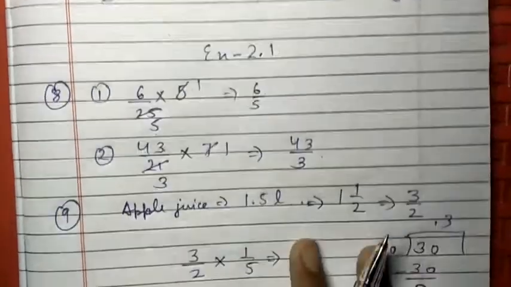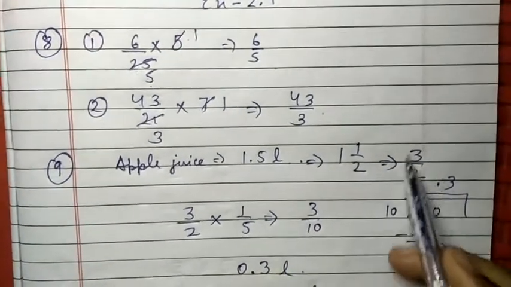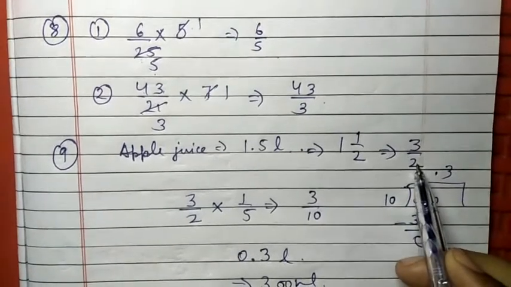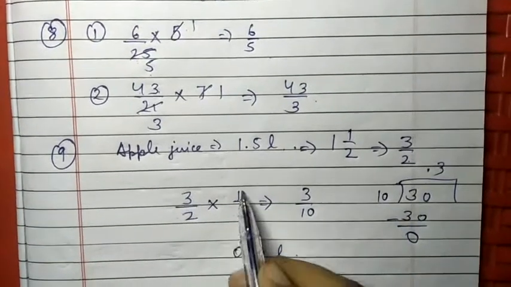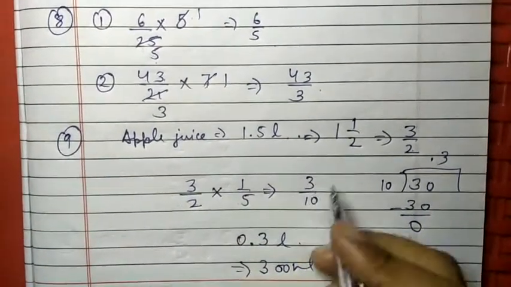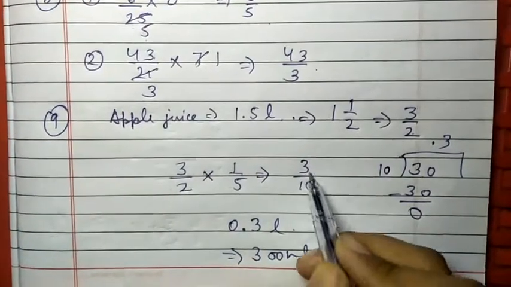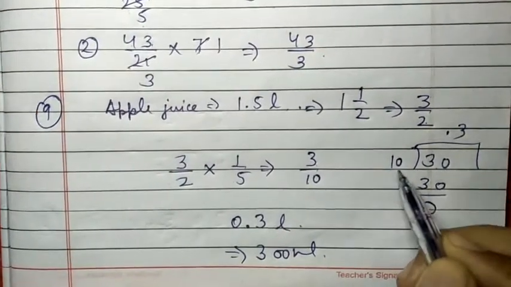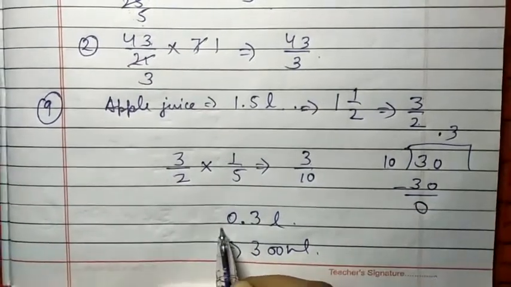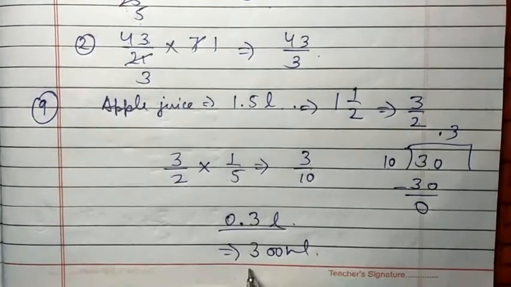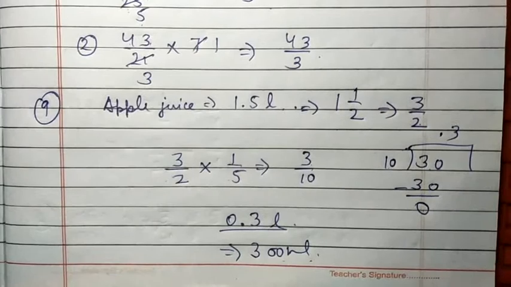Then the ninth part is that the total juice is given as 1.5, which in simple fraction form is 3 upon 2. It's asking that each gets the 1/5 part of that juice, so multiply by 1 upon 5. So this is coming 3 upon 10, and you know how to do the division. 10 divided by 3, so place the point here, you'll get 0 here, and then 10 3s are 30, and this will be 0.3. The answer is 0.3, but in ml how much juice will each friend get? It is 300 milliliters.